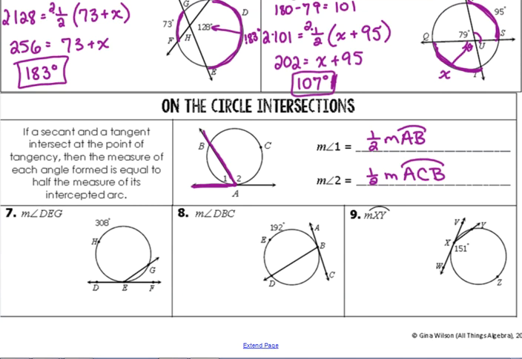So number 7, the measure of angle DEG. DEG, okay, that is an angle created by a secant and a tangent. It is 1/2 the arc that it intercepts. Well, they gave us that measure. They gave us 308, so 1/2 of 308 is 154 degrees.